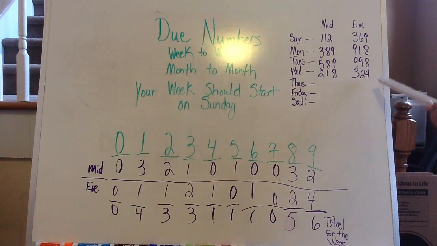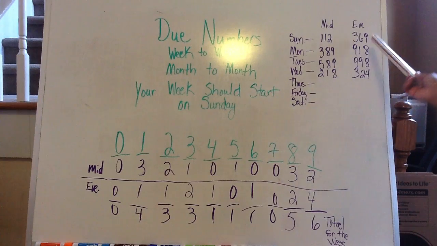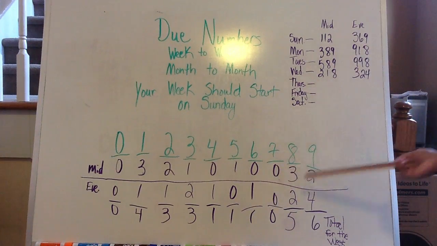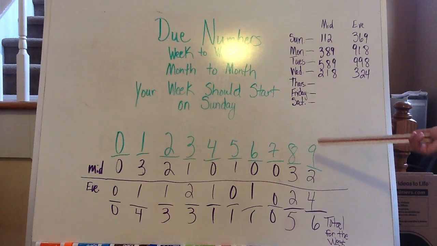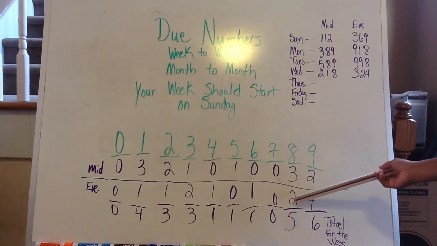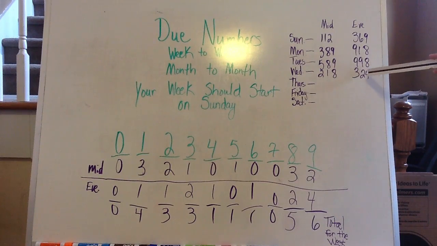5 has not fallen for the evening number, so I put a 0 there. And 6 has fallen once, so I put a 1 there. 7, there's no 7 that has fallen for the evening, so I put a 0. So 8, there's 2 8s that have fallen for the evening. And the number 9 has fallen 4 times for the evening. 1, 2, 3, 4. So I put a 4 there.